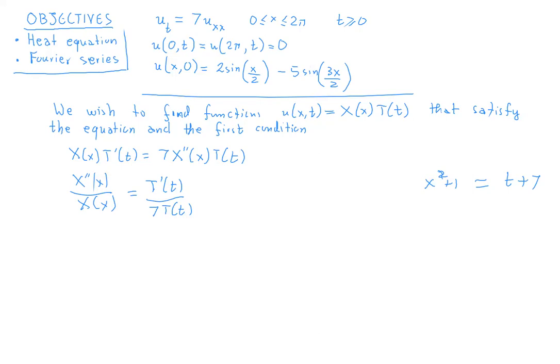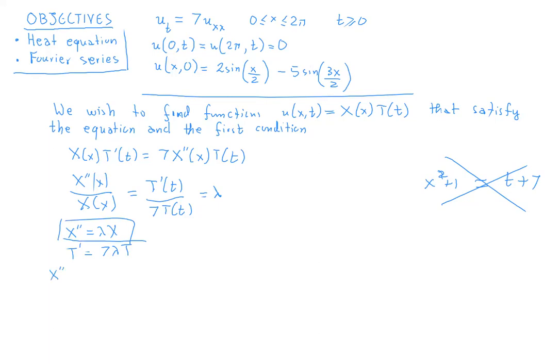The only way that an expression of x in x is equal to an expression in t is if they're both constant. So we make them equal to lambda. Here I want you to understand that the book, for mostly style purposes, has this equal to negative lambda. I want you to see that there is this small distinction that, as far as the solution is concerned, doesn't make any difference. So basically you get 2 equations: x double prime is equal to lambda x, and t prime is equal to 7 lambda t.